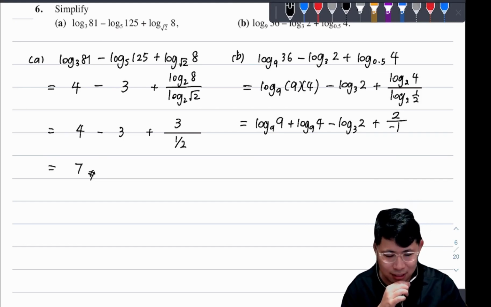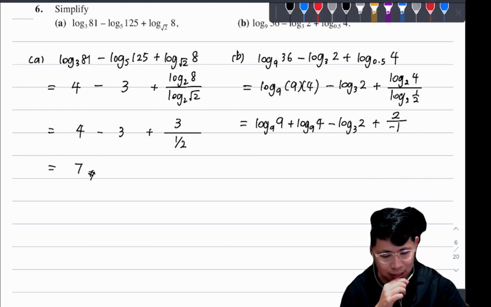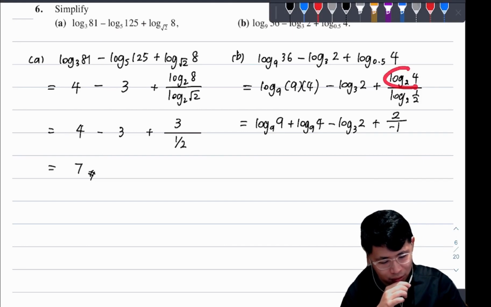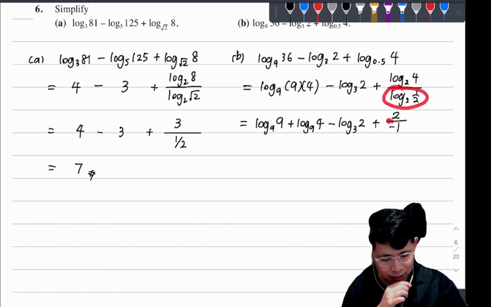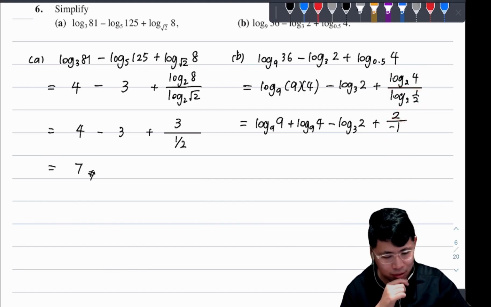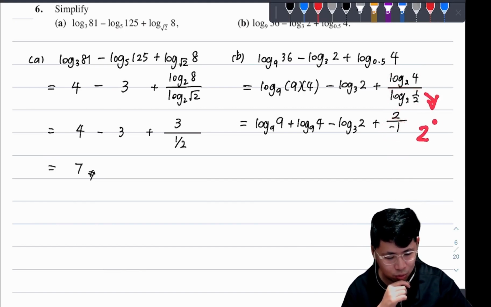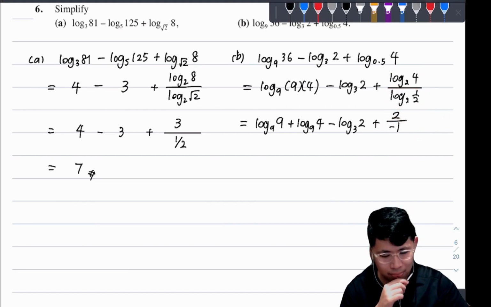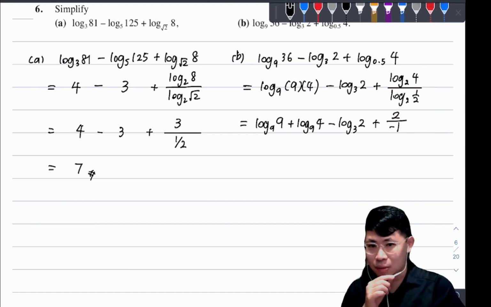Okay, you see this? One more time. 2 to the power of 2 is 4, right? 2 to the power of negative 1 is half, because I can write half as 2 to the power of negative 1. So they're just asking us what power that is.